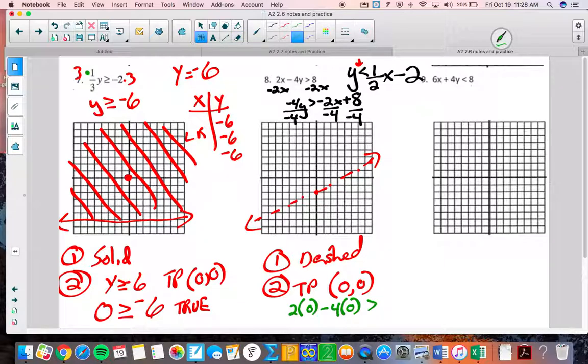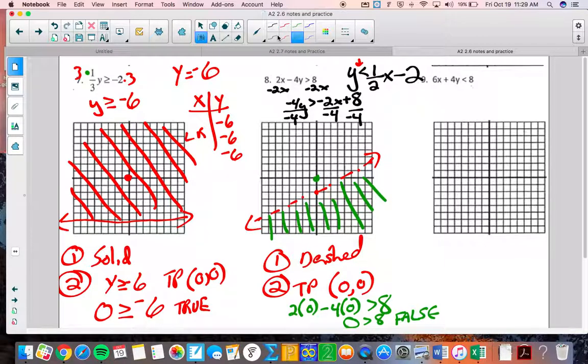So the original inequality, with the Pac-Man eating to the left: 2 times 0 minus 4 times 0 is just 0. So you get 0 is greater than 8. Is that true? No, that's false. So I was testing this point right here, and it's not a solution, nor is anything on its side of the line. So that means that the points that make this inequality true are down there.